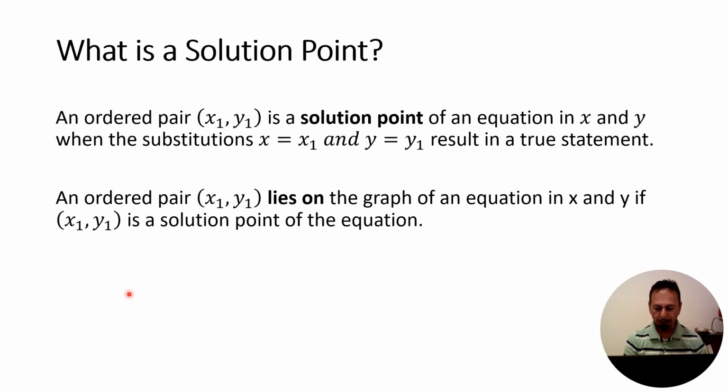What is a solution point? An ordered pair (x1, y1) is a solution point of an equation in x and y when the substitution x equals x1 and y equals y1 results in a true statement. An ordered pair (x1, y1) lies on the graph of an equation in x and y if (x1, y1) is a solution point of the equation.